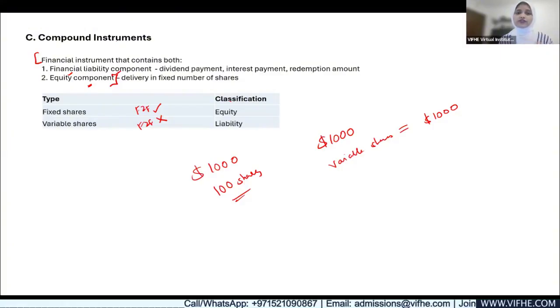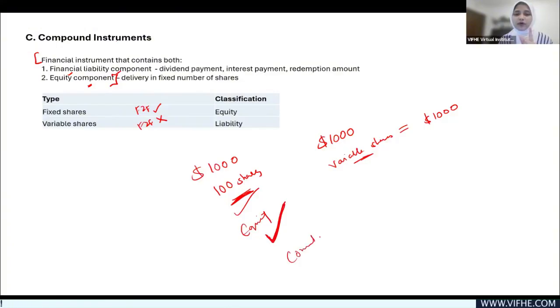So even in compound instruments, because these are convertible bonds that can get converted into shares, you have to be very careful. If they can get converted into shares, look at the nature of the conversion. Is it fixed shares or variable shares? If it's fixed shares, then yes, the equity element is present. Then it is a convertible bond because the equity element is present. But if it's variable shares, then the equity is not there, it's liability, then it's not a compound instrument.